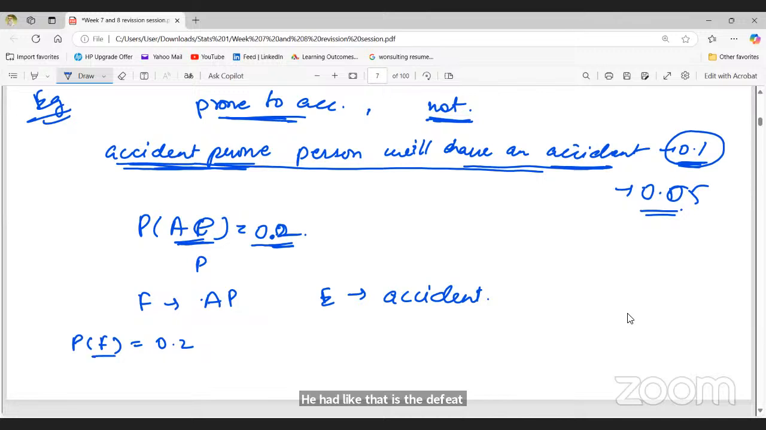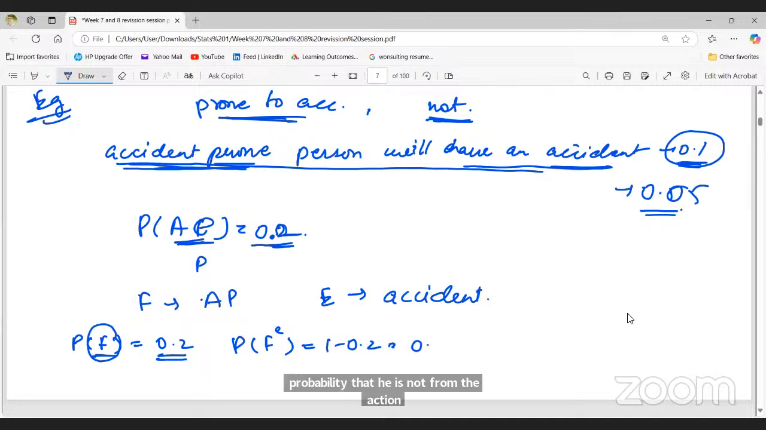Okay, so here it is given the probability that he is accident prone. It is 0.2. I'm just saying only accident prone, that is for the new policy holder. And the probability that he is not from the accident prone class would be 1 minus 0.2, which is 0.8. The complement. Correct, ma'am.